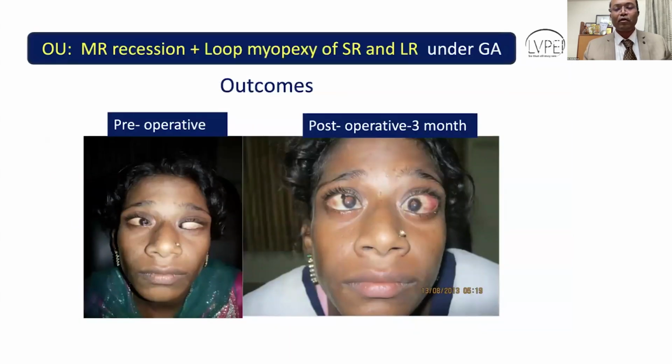So this patient underwent bilateral MR recession along with bilateral loop myopexy. Considering the very severe form, the maximum you can do is a bilateral surgery. At 3-month post-op follow-up, there is an amazing outcome. In this severe form of MSF, a residual strabismus of 20-30 is still a good outcome, because it was a very severe form of MSF causing more than 100 prism diopters of esotropia with gross motility limitation. So I think this surgery provides a great rehabilitation in this severe form of MSF.